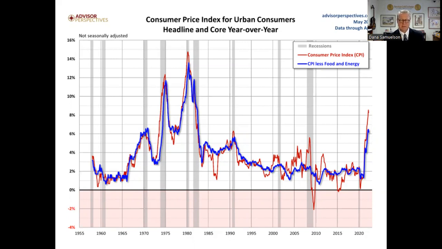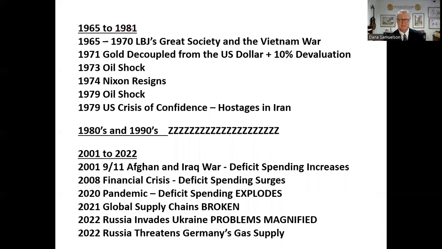So let's look at the differences between 1970s and today. Between 1965 and 1970, we had LBJ's Great Society and the Vietnam War, which resulted in extra spending in the US, deficit spending. In 1971, President Nixon decoupled the US dollar from gold and immediately devalued the dollar 10%. That's what this book is about.